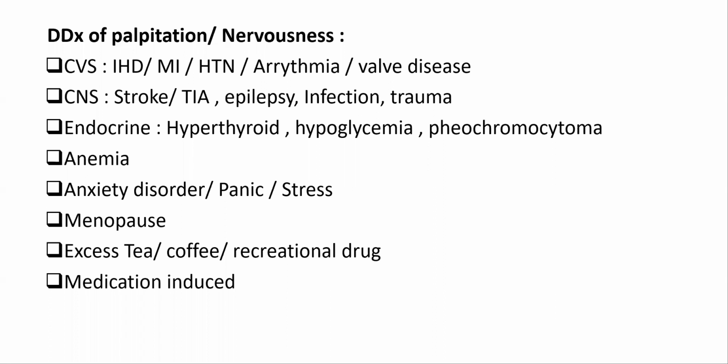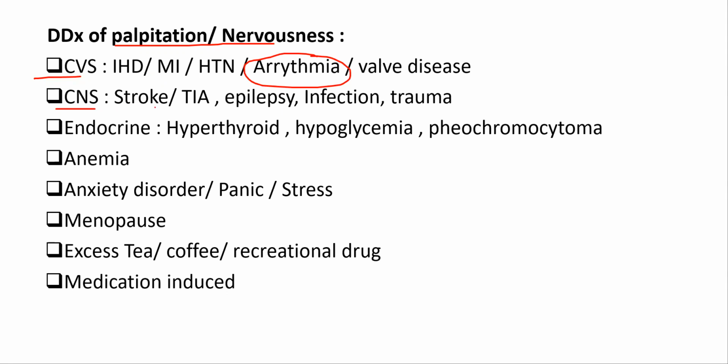So palpitation or nervousness cluster, first of all, just like always, when we do a cluster, we first go through the differential diagnosis. So what are the differential diagnoses of a patient who presents with palpitation or nervousness? Especially, we are going to start with the CVS. So what are the CVS differential diagnoses of palpitation? Anything like ischemic heart disease, myocardial infarction, hypertension, arrhythmia, or valvular heart disease can cause palpitation. But the most important one is arrhythmia, and then some others like ischemic heart disease, myocardial infarction can be ruled out.